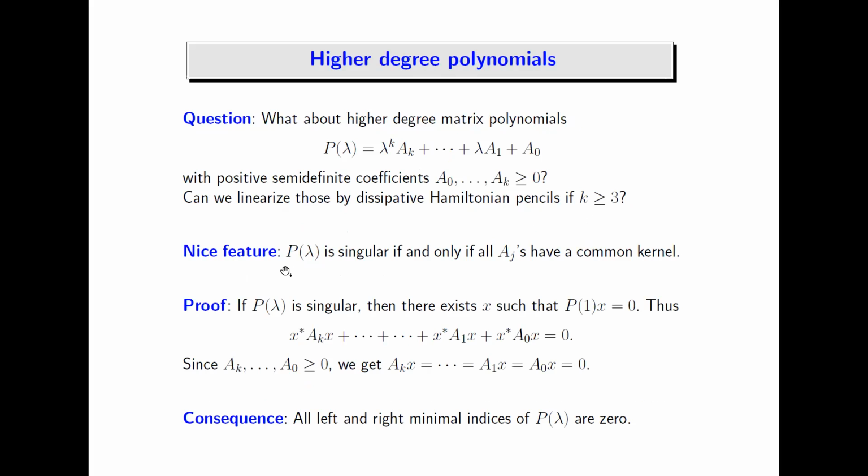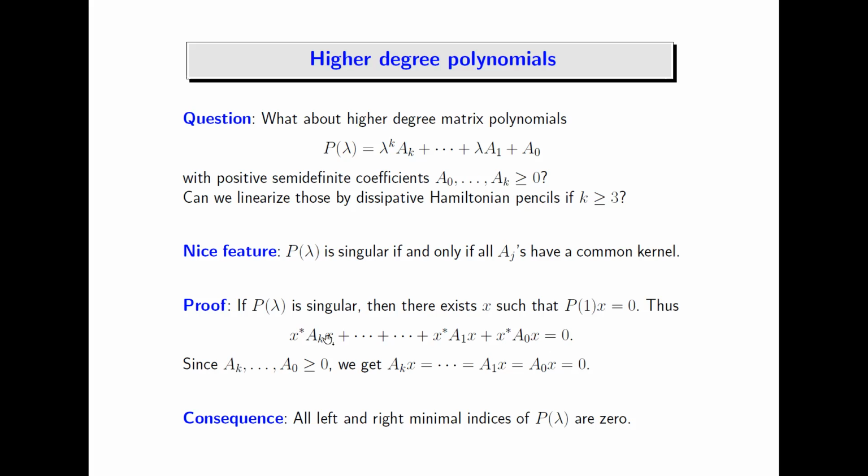And again, we have this nice feature that the polynomial is singular if and only if all matrices that we have here have a common kernel. This can easily be seen, because if the matrix polynomial is singular, then in particular there exists a vector x such that p of 1 times x equals 0. And multiplying x from the left, we end up with this equation.